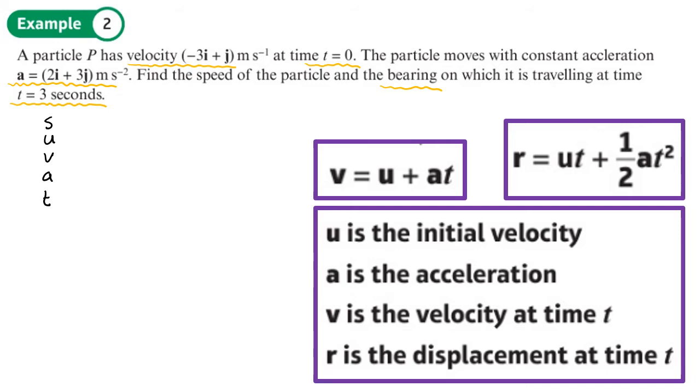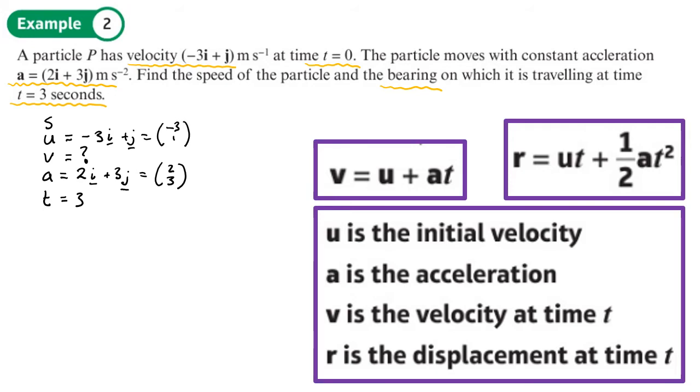So the velocity at t equals 0 is negative 3i plus j. So that's the initial velocity. Negative 3i plus j, which I might write as a vector, negative 3, 1. The acceleration is also a vector, 2i plus 3j. So as a column, that's going to be 2, 3. We want to find the speed of the particle. So you want to work out this final velocity. That's going to be a vector when t equals 3.